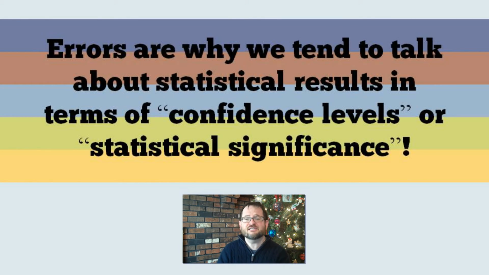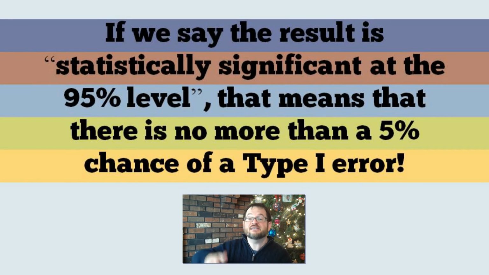But it is why we tend to talk, when we're speaking about science, in terms of things like confidence level or statistical significance. We can say things like the result is statistically significant at the 95% level. That means that there's no more than a 5% chance that we're making a type 1 error. For certain kinds of things we do set it higher. Maybe we have a 99% confidence interval or a 99.9% confidence interval. If the risk of being wrong is so big, we might do that.